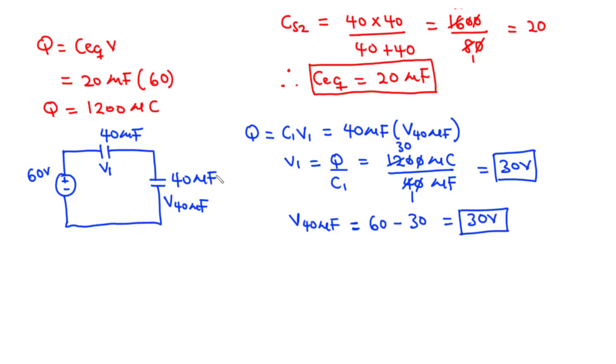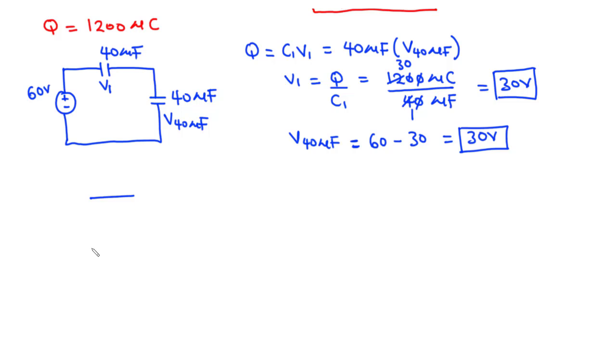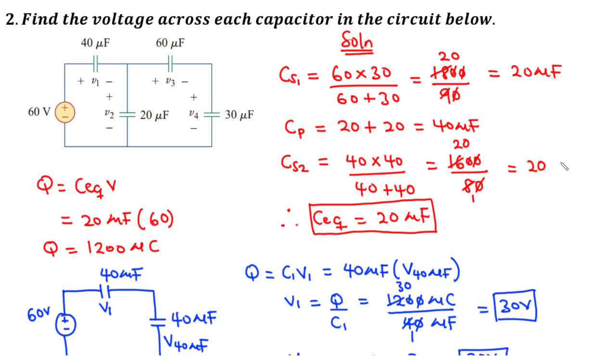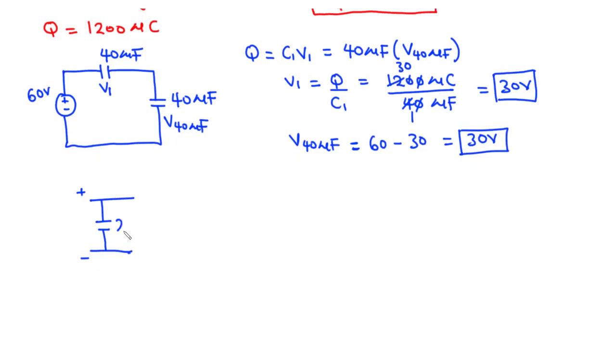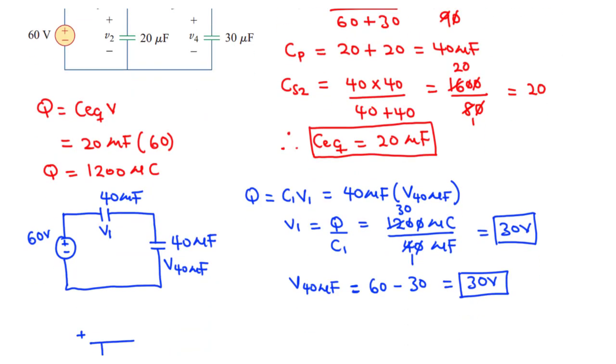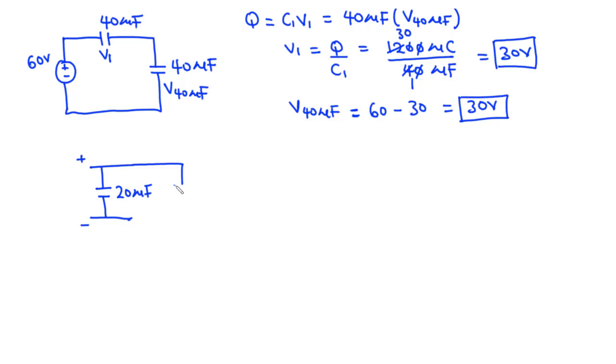So we are going to open up this capacitor. You can do that by drawing something like this. Here we have the positive terminal, positive, negative, and now this time this is not going to be 40. This is going to be 20. This 20 V2, the voltage across C2, so that's 20 microfarads. Notice that we first of all combined these two, and that also gave us 20 microfarads.